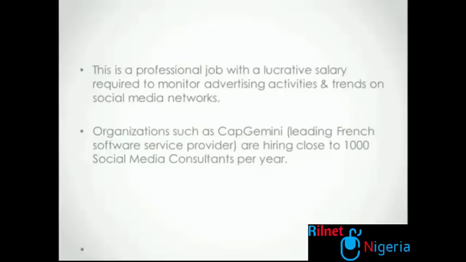Capgemini, one of the most successful French software service providers, is hiring close to 1,000 social media managers. This includes a set of younger workforce which specializes in relating and analyzing trends in the social media sections.